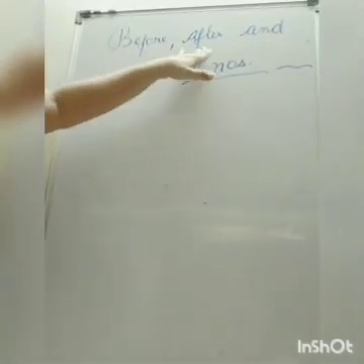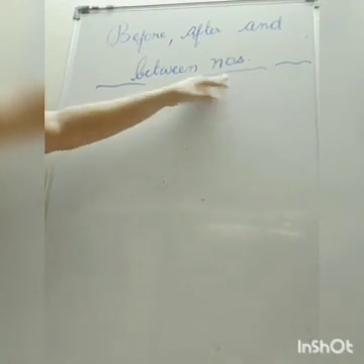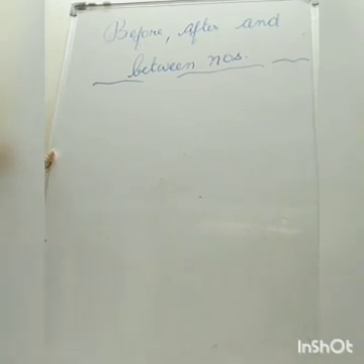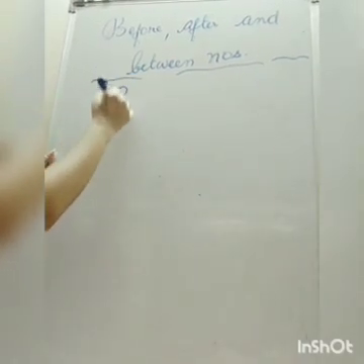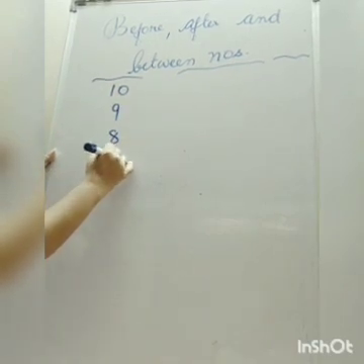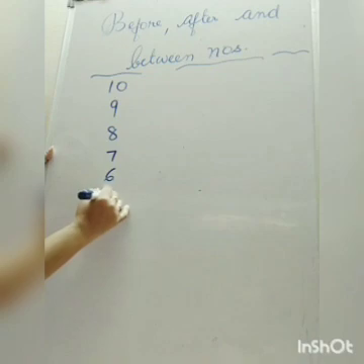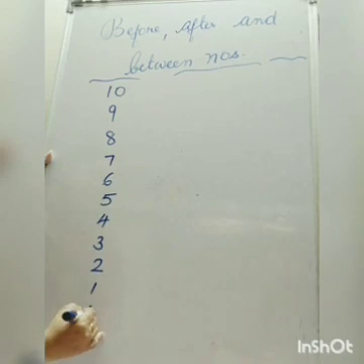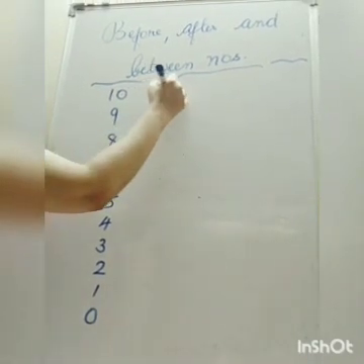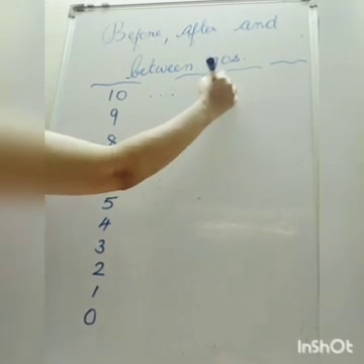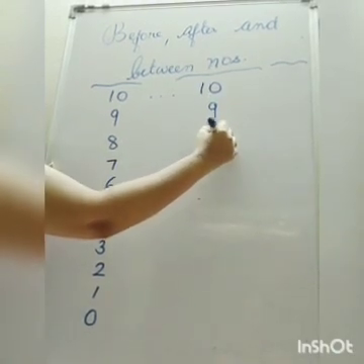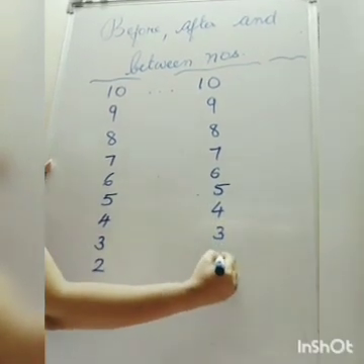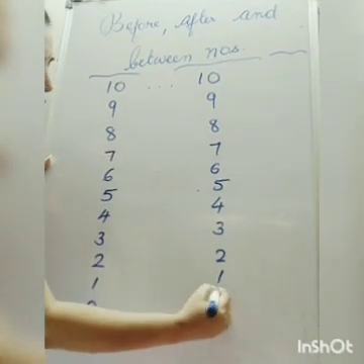Next is before, after and between numbers. Just count the numbers backward, that is 10 to 0, and recite loudly. 10, 9, 8, 7, 6, 5, 4, 3, 2, 1 and 0. Write it in the notebook. Leave 3 columns. Write again 10, 9, 8, 7, 6, 5, 4, 3, 2, 1, 0.